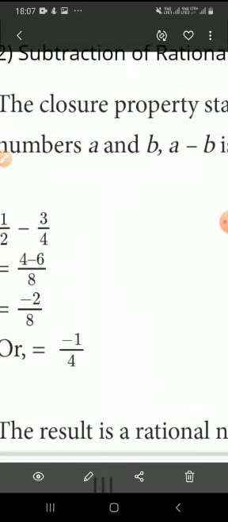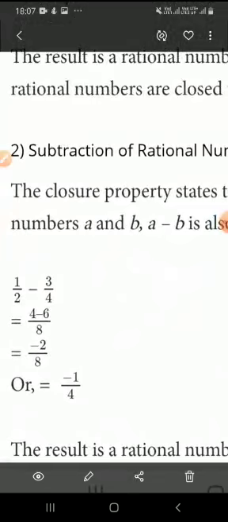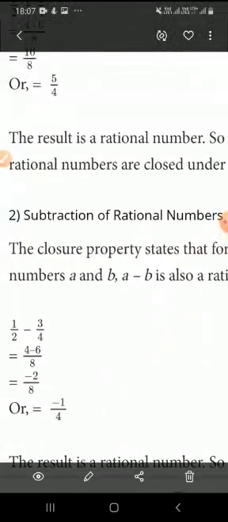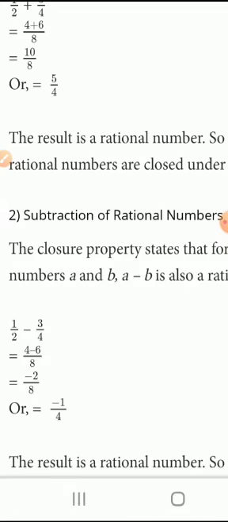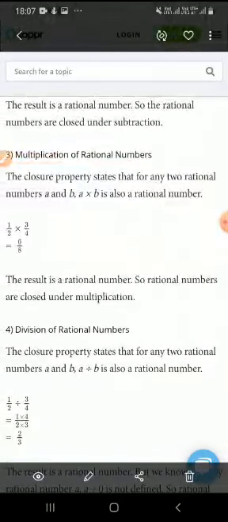Minus 1 upon 4, it is in the format P upon Q. Q is not equal to 0. So it is a rational number. Means if we subtract 2 rational numbers, the answer is a rational number only. So we can say that rational numbers are closed under subtraction. Let us see the third operation, multiplication, closure property for multiplication.